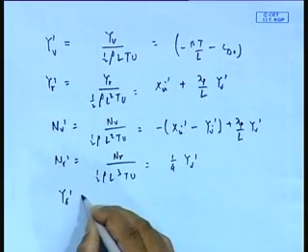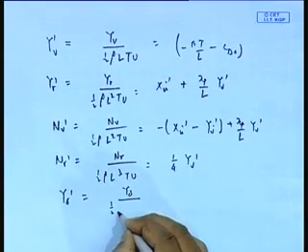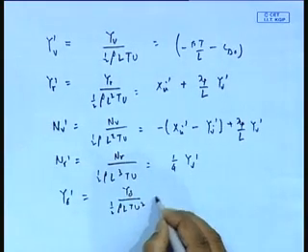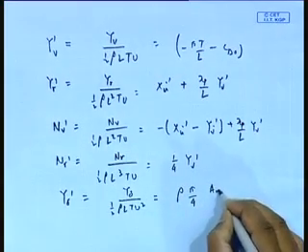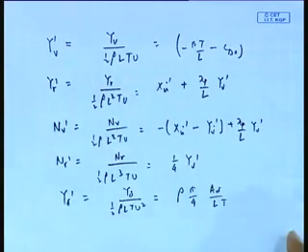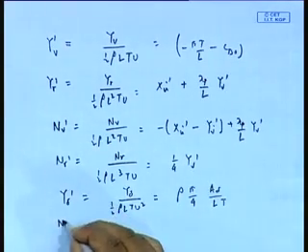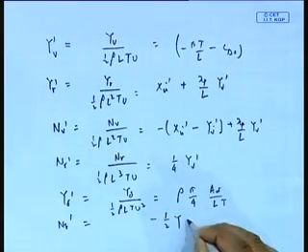These rudder derivatives. A rudder by LT. A rudder by LT. Okay. N delta minus half Y delta.